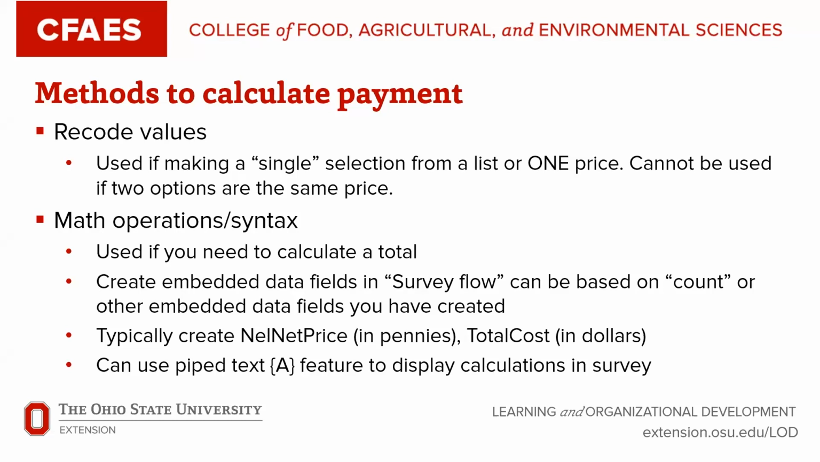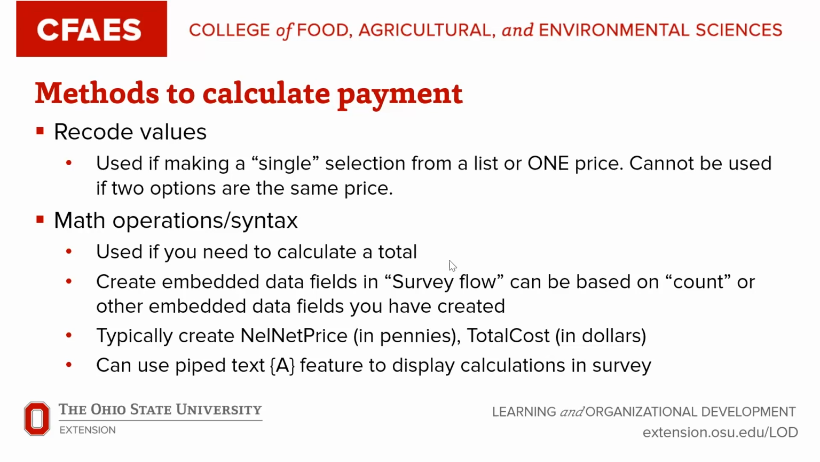We typically create 2 main variables in the survey flow. One will be NelNet price, which is going to be in pennies, and then the total cost, which is going to be in dollars. The slight difference with using Qualtrics directly and the URL generator that Jesse showed you a little bit ago is that we still need to talk in pennies, instead of on that URL custom generator website that he has set up for you guys, where you can put the amount in dollars.